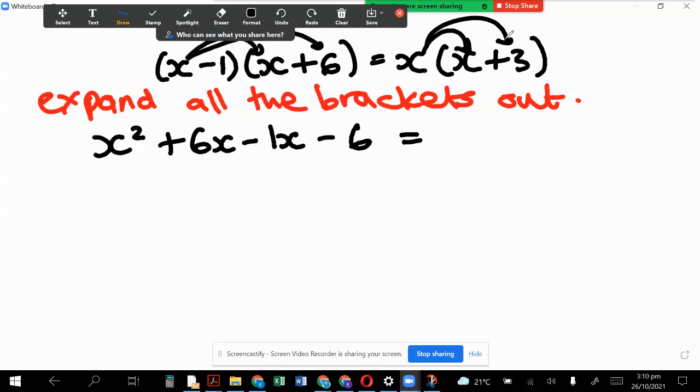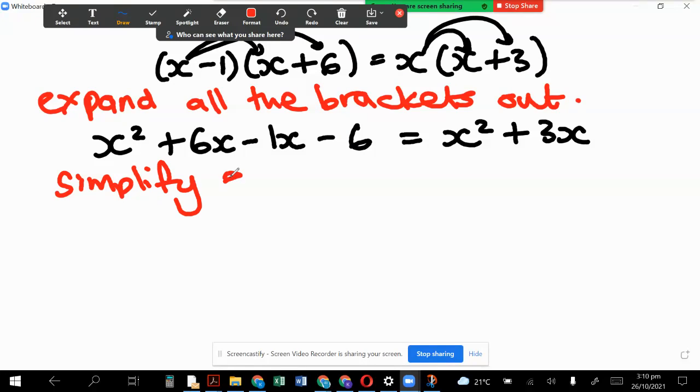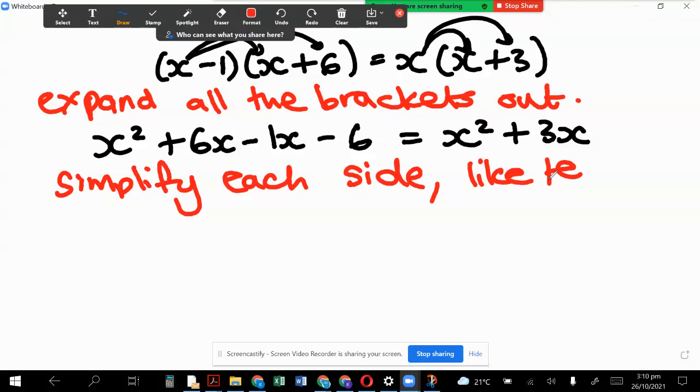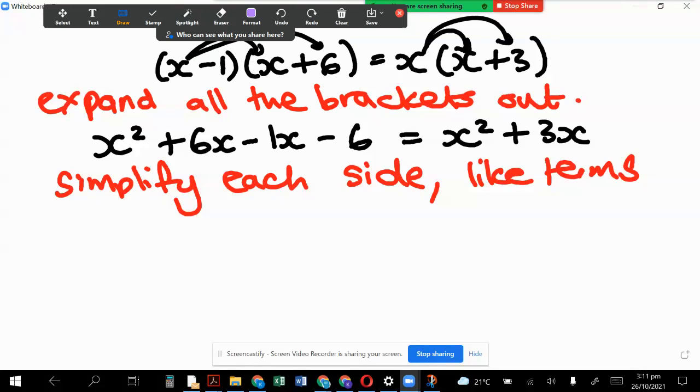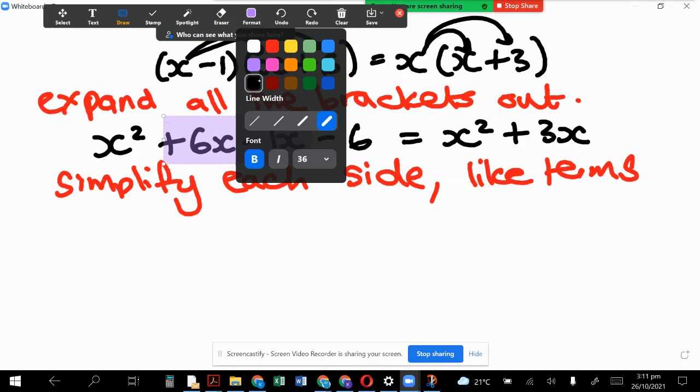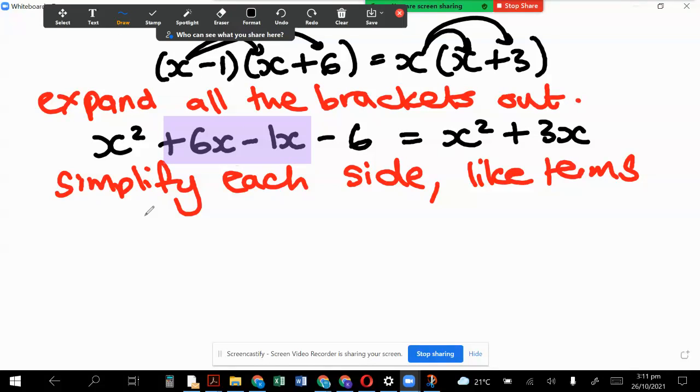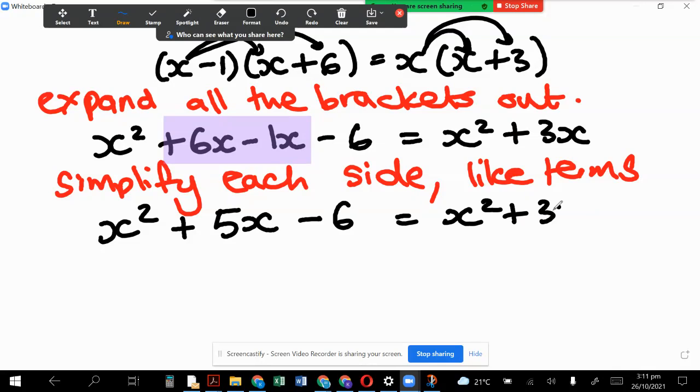On this side, we're just multiplying it into one bracket. So x times x is x squared, plus x times 3 is 3x. The next thing you have to do is simplify each side by collecting like terms. On the right hand side of this equation, I don't have to simplify it, but on the left hand side I spot like terms. 6x minus x is 5x. So this will become x squared plus 5x minus 6, and I just rewrite the other side.